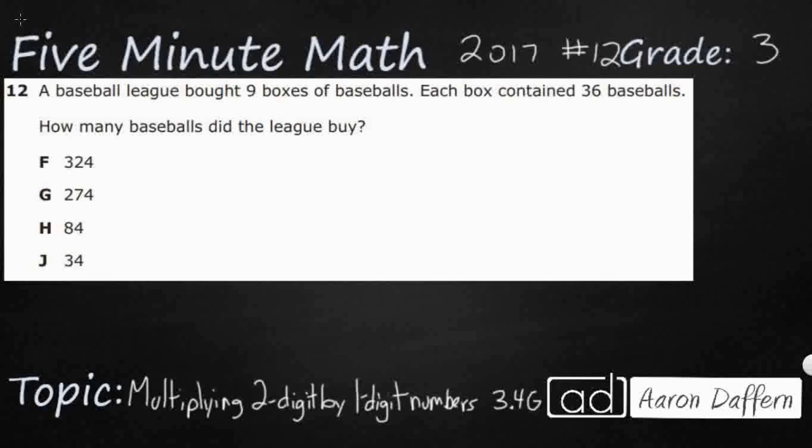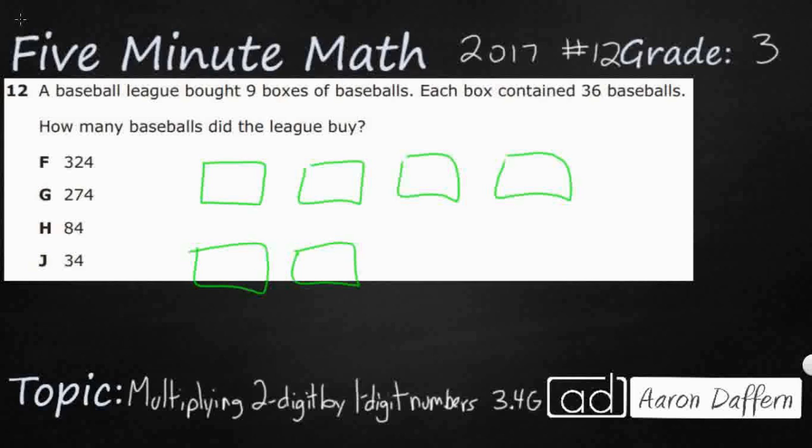So we have a baseball league and it bought 9 boxes of baseballs. I'm just going to go ahead and draw my 9 boxes because when they give you something like that, you might as well just draw a picture. I'm just going to make 2 rows of 8 and there's my 9 right there. Each box contains 36. So I'm just going to write 36 here. And this is going to let me know we've got equal groups.